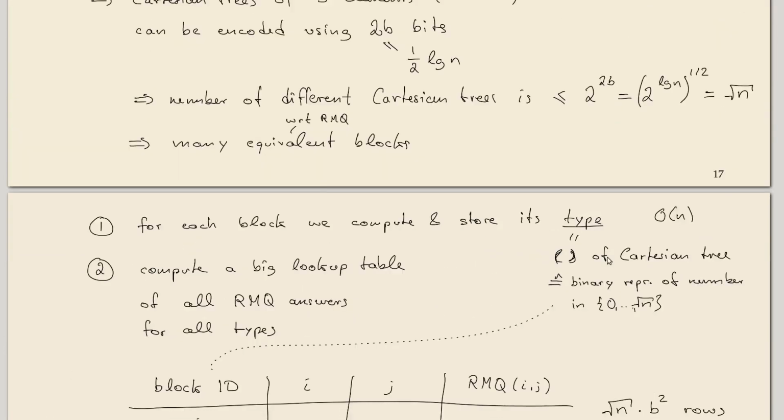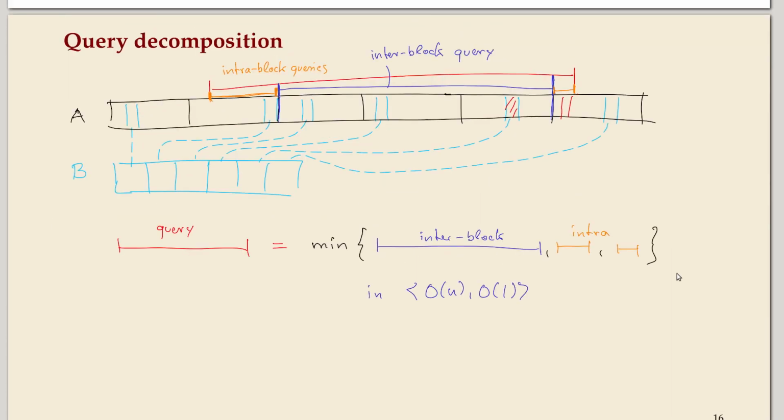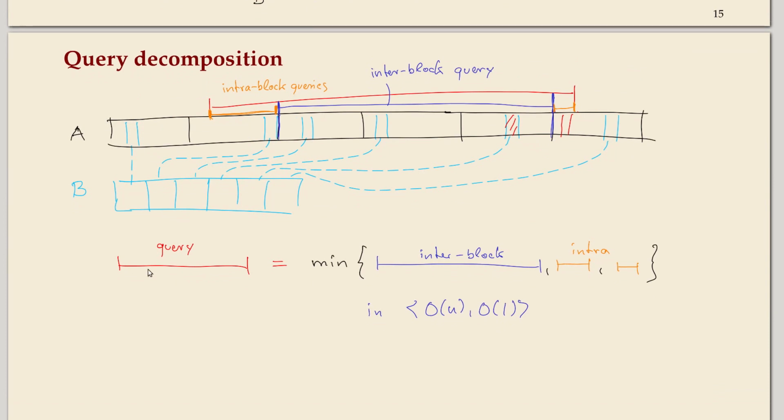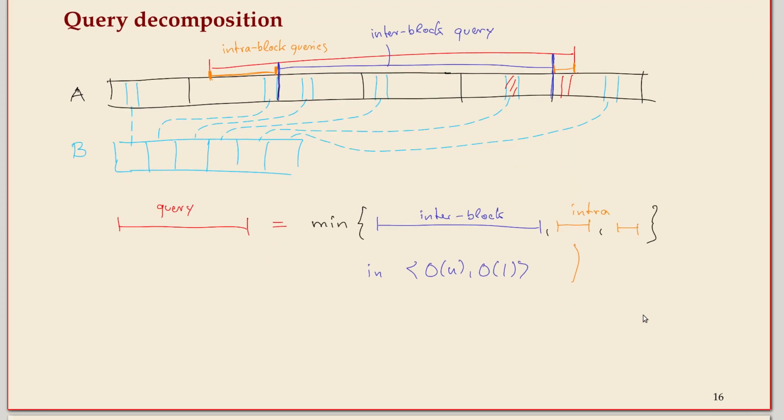And the query time is still constant because for a query, we have to break the query up into these three parts. For the inter-block query, we use the bootstrap data structure, the sparse table data structure. And for the intra-block queries, we use just the table lookup in the big Four Russians table. So we look up the block ID. We know what the indices are.